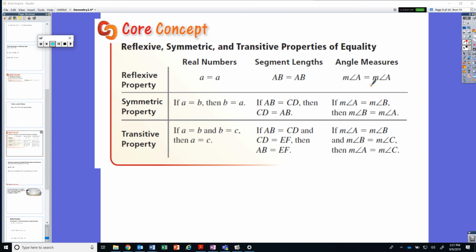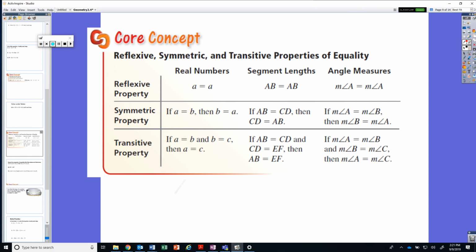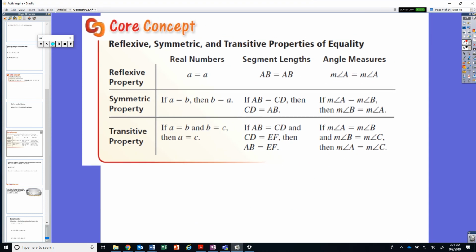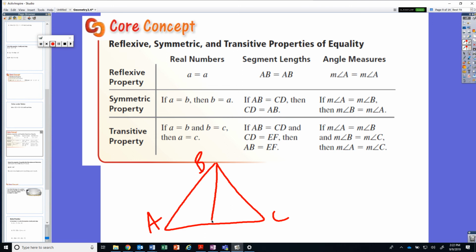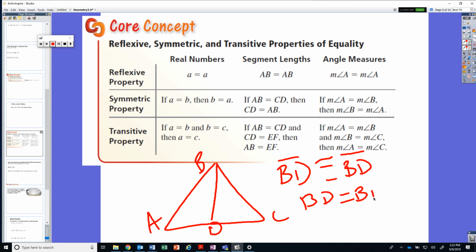And we're really going to focus on using the reflexive property when we start looking at our triangle congruencies. I'm just going to do a quick example for you. If we have a triangle, we'll call it triangle ABC, and I split it down the middle, and there's a point D down here, I can use this in comparing the two triangles by saying BD is congruent to BD, which therefore BD is equal to BD as well.